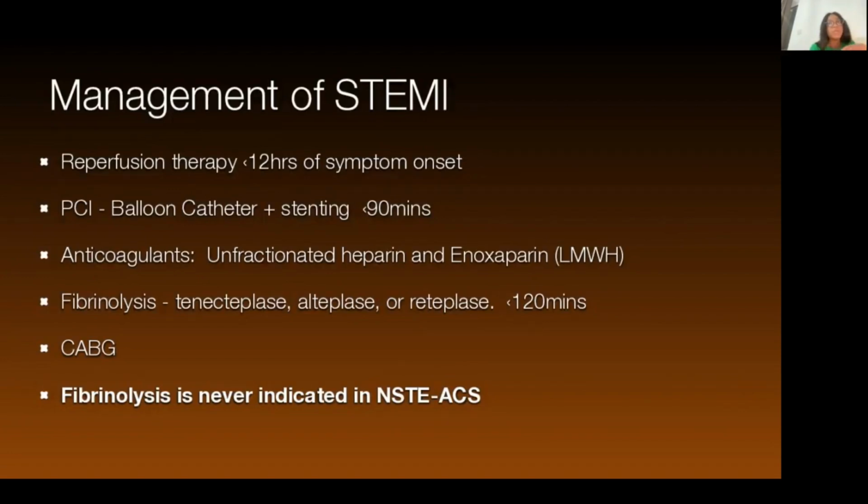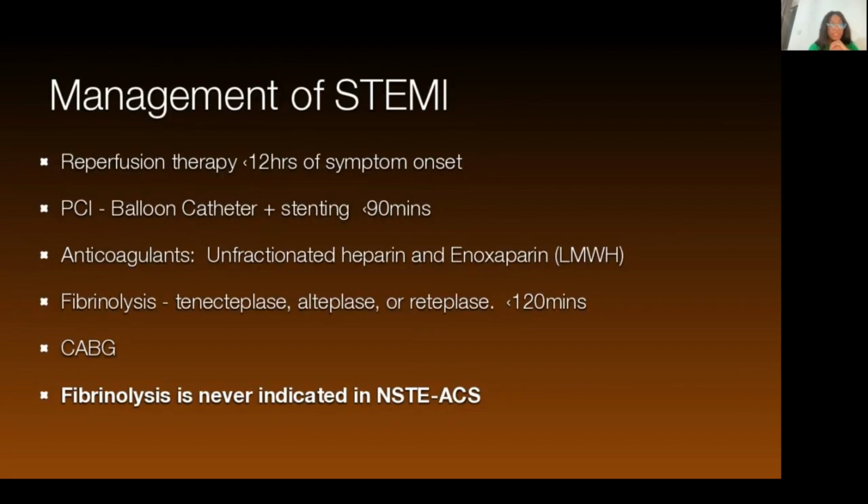PCI is basically a catheter, a flexible tube with a balloon at the tip, which is inserted either through the radial artery or the femoral artery, and it's threaded to the site of occlusion, which you would have identified using coronary angiogram. Then the balloon is inflated, and what it does is push the plaque against the vessel wall. Then a stent is placed to keep the vessel patent, and then you take out the tube.